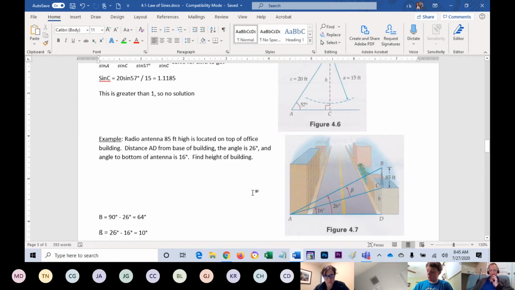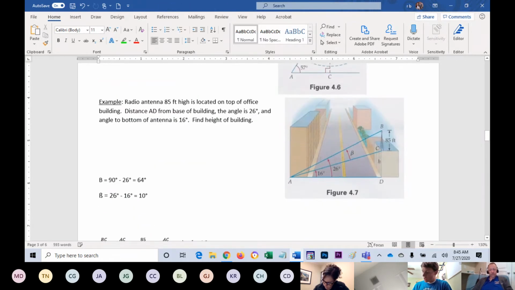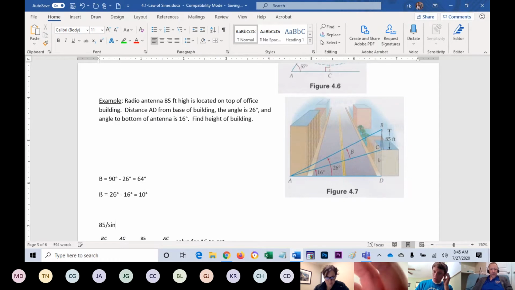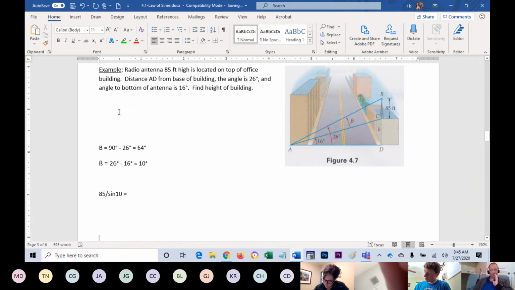So we can do 85 over the sine of 10. What side would be the best one to figure out? Probably this one, because this side is common to both of these two triangles. So that's going to be side B. I'm going to call it AC, so then we know exactly what it is.